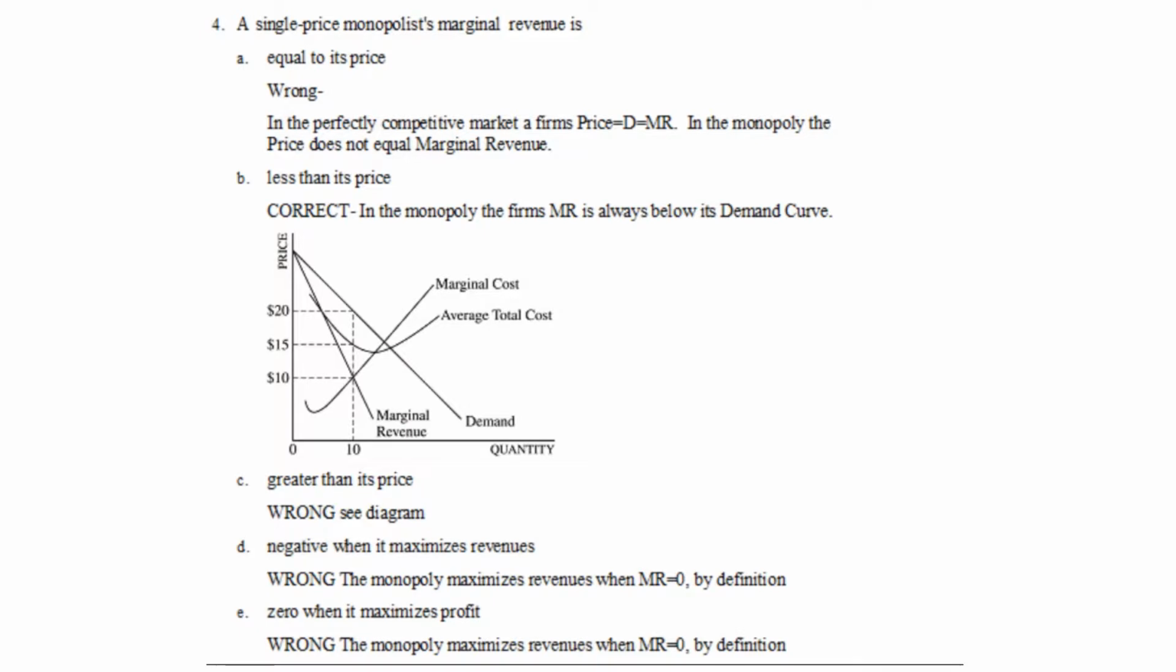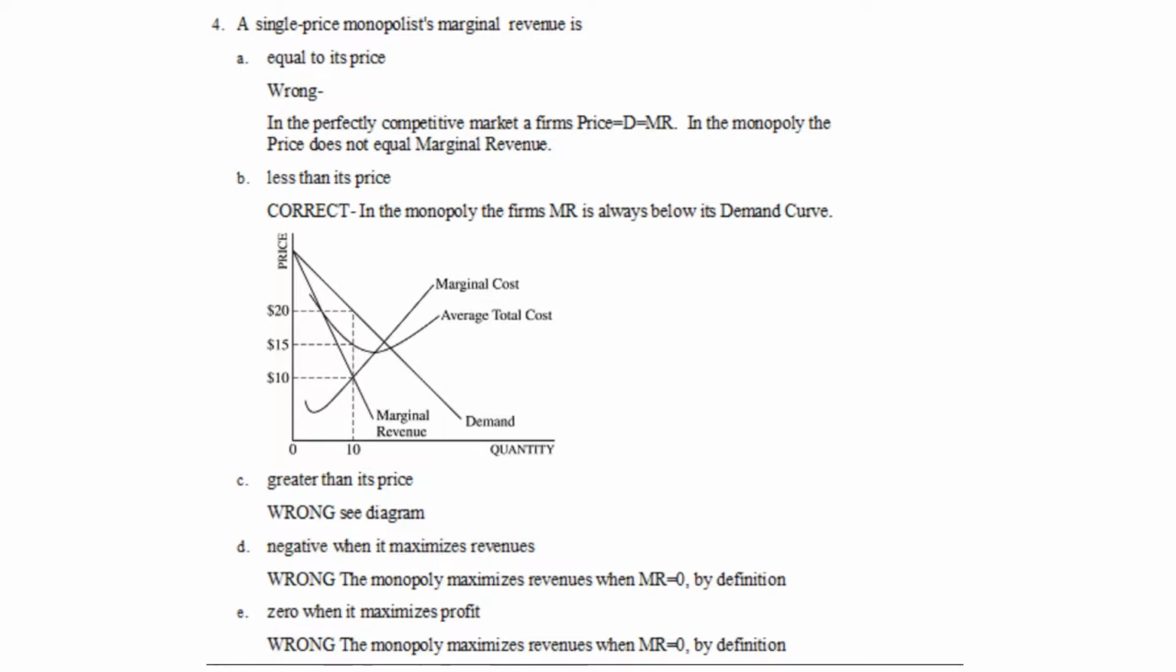A, a single price monopolist's marginal revenue is not equal to its price. This is wrong. In a perfectly competitive market, a single firm's price equals demand equals the marginal revenue. In a monopoly, the price does not equal marginal revenue. Look at B, marginal revenue is less than its price. This is correct. In a monopoly, the firm's marginal revenue is always below its demand curve. Look at the diagram here. You can see the demand curve is downward sloping, and the marginal revenue is inside of that.